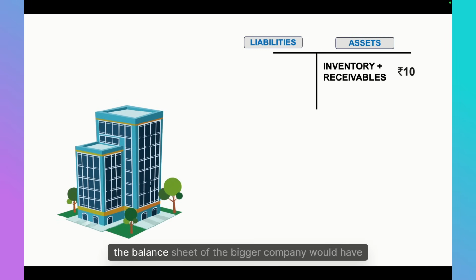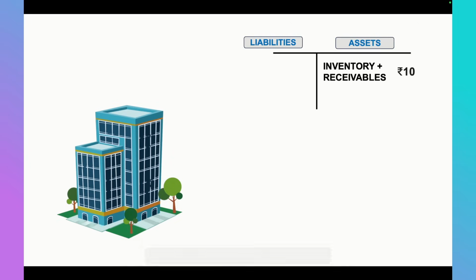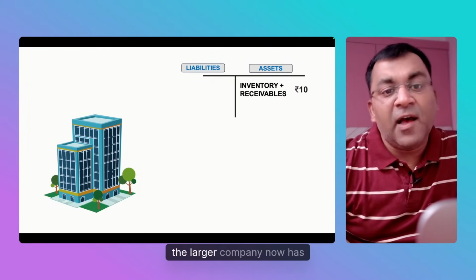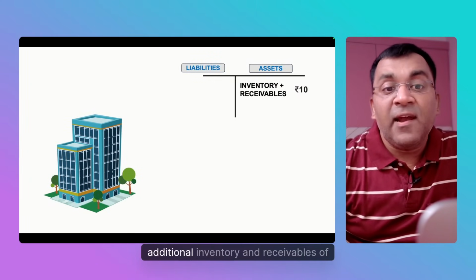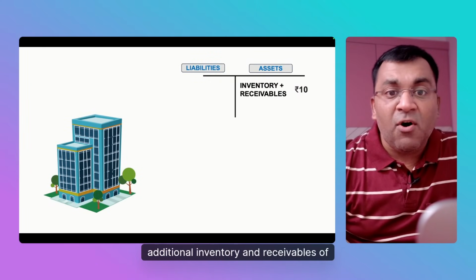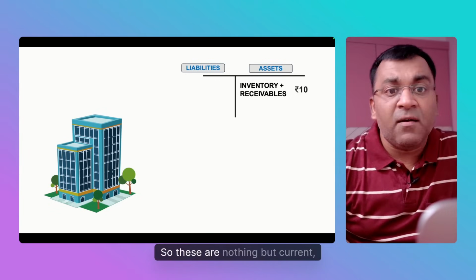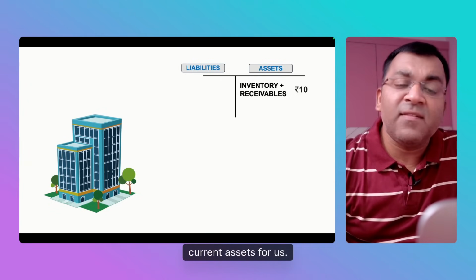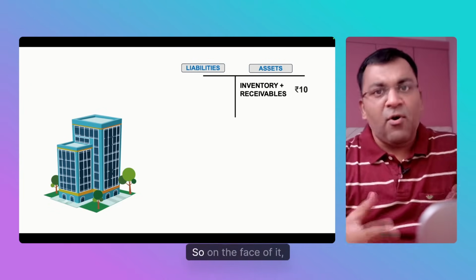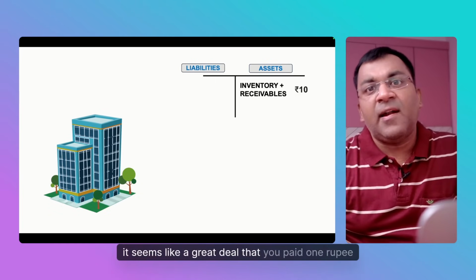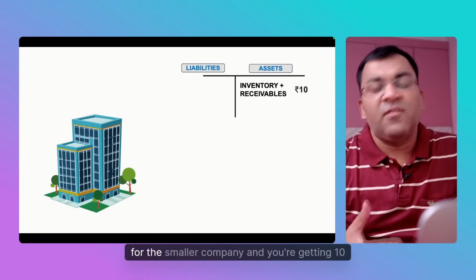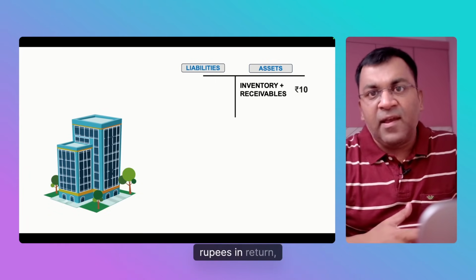So essentially the balance sheet of the bigger company would have these additional inventory and receivables that have been acquired, to the tune of 10 rupees. From a balance sheet perspective, the larger company now has additional inventory and receivables of 10 rupees. These are nothing but current assets for us. And it's a good thing, right? On the face of it, it seems like a great deal: you paid 1 rupee for the smaller company and you're getting 10 rupees in return.